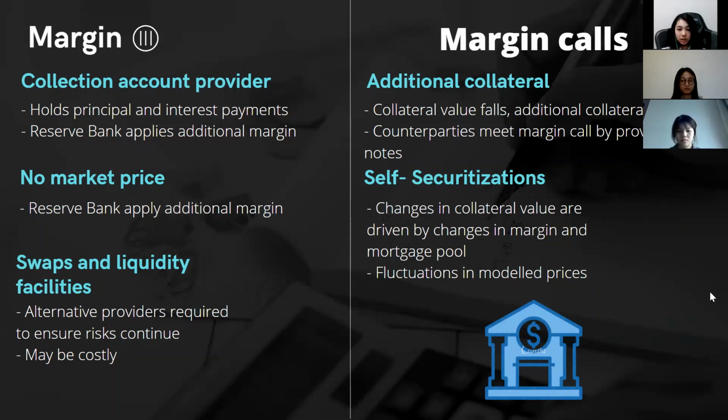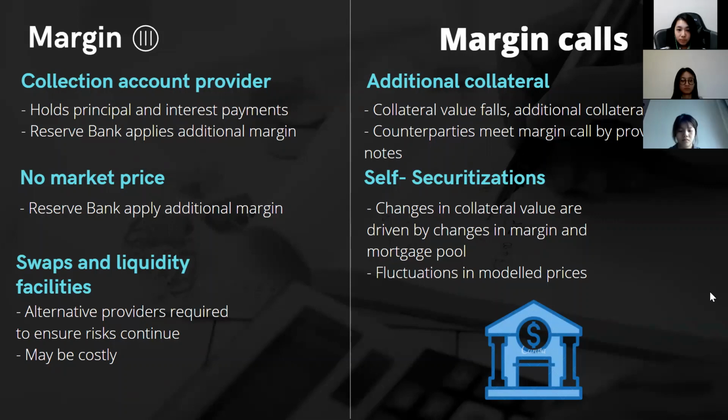such as for the collection account provider. It holds principal and interest payments from borrowers before they are paid to note holders. If the counterparty is also the collection account provider, then those funds may not be available to the self-securitization if the counterparty defaults. Therefore, the Reserve Bank applies an additional margin equal to the balance of the collection account. This will reduce a key source of wrong way risk.